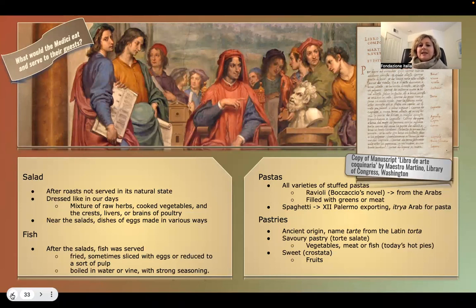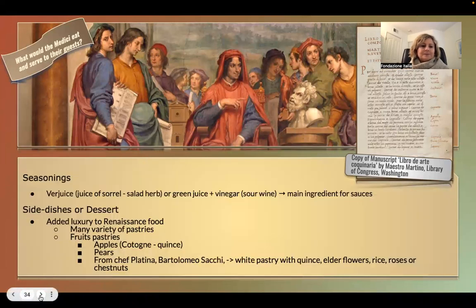Pastries, savory and sweet. The famous Italian torte salate, savory pastry, were also eaten and enjoyed at this time. Seasoning: verjuice was very much used, which was a mixture of the juice of sorrel, which was a salad herb, mixed with citruses, vinegar, and then of course the fruits, with which they prepared a lot of pastries.